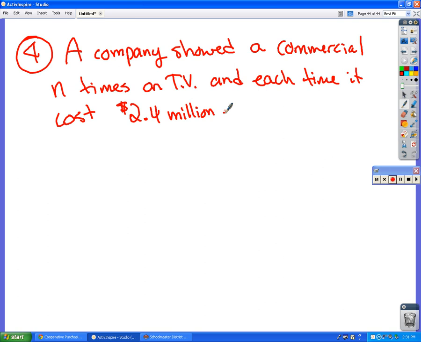$2.4 million. That's a lot. Isn't it like $1 million every 30 seconds? Yeah, it's a lot for the Super Bowl. I don't even know what it is.